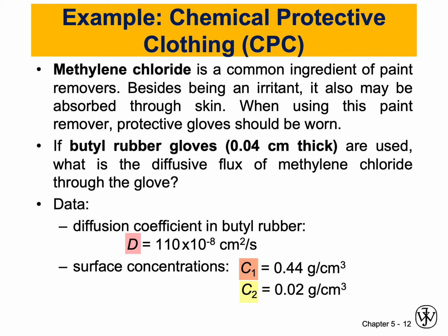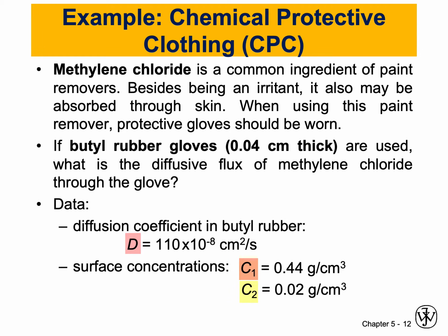We are going to use butyl rubber gloves. Workers will use these gloves. The thickness is 0.04 centimeter. They are used when methylene chloride is used as paint remover. Here's the question: what is the diffusive flux of the methylene chloride through this particular glove, which is butyl rubber with a thickness of 0.04?